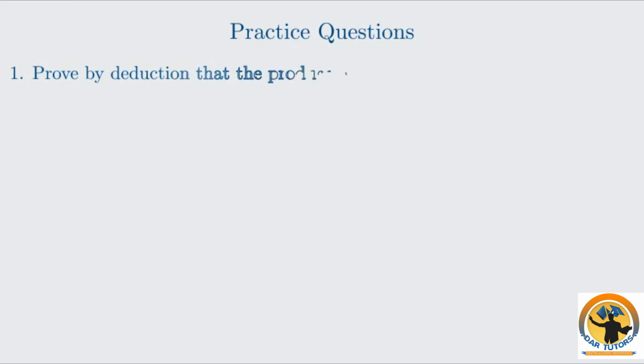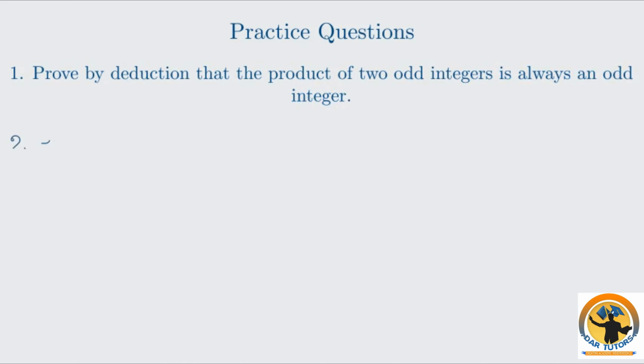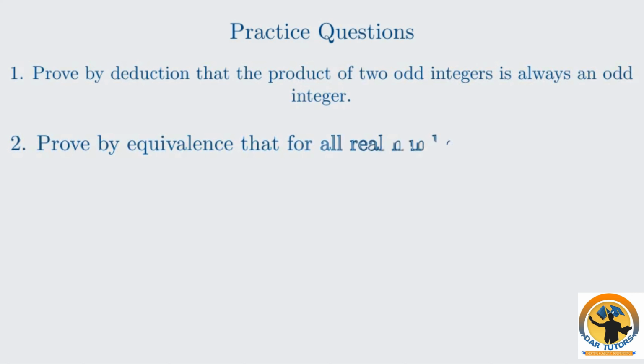Here are 5 practice questions. Work through them carefully. Question 1. Prove by deduction that the product of two odd integers is always an odd integer. Question 2. Prove by equivalence that for all real numbers a and b, (a squared plus b squared) over 2 is greater than or equal to a times b. This is a famous result known as the AM-GM inequality for two variables.